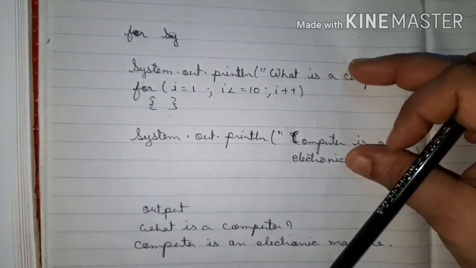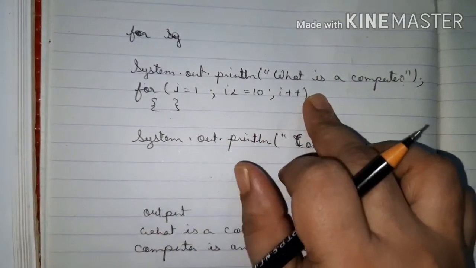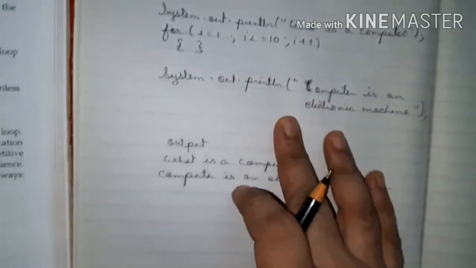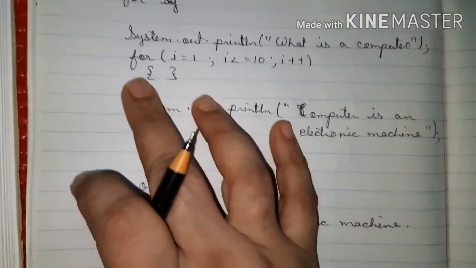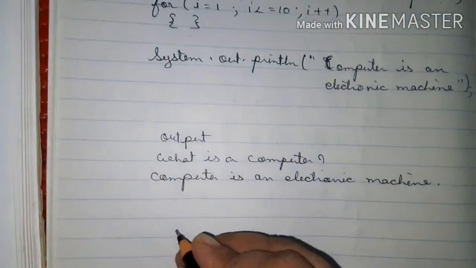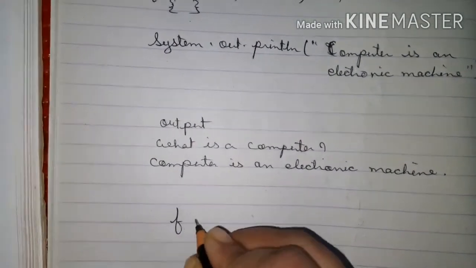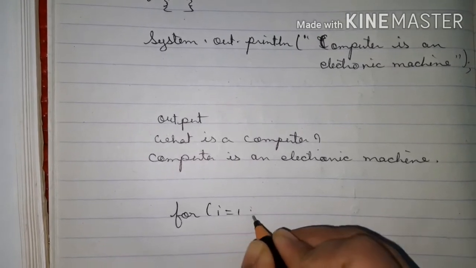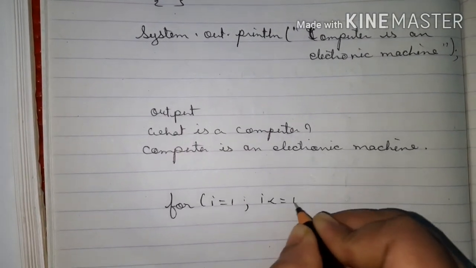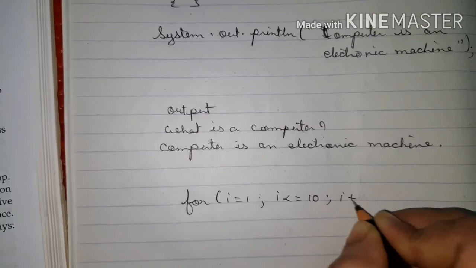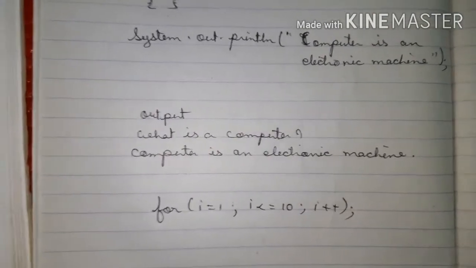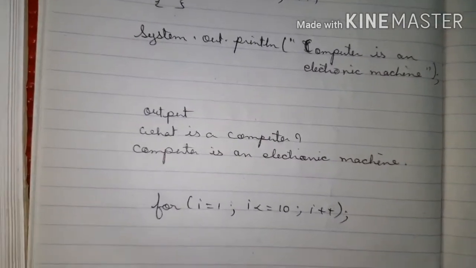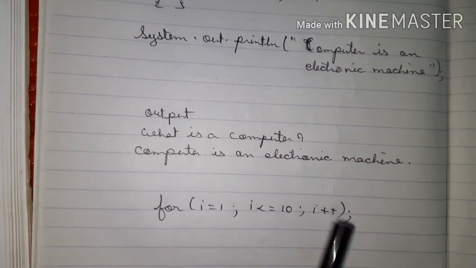So between these two outputs we have used this null loop, or delay loop, to delay between the two outputs. This delay loop we can write in this way, or we can also use a for loop. We can write I equal to 1, then I less than or equal to 10, I plus plus, and we will use a semicolon here.